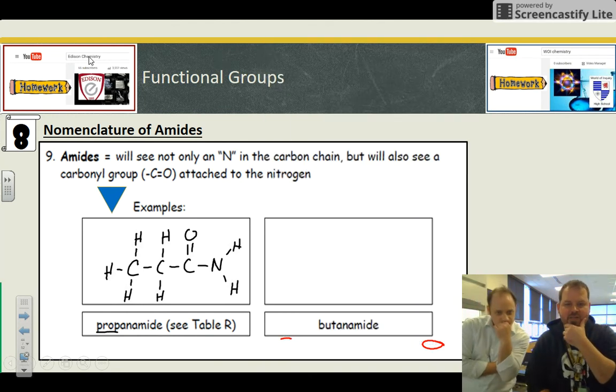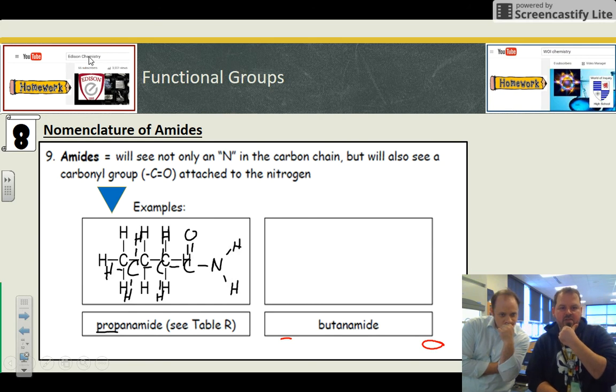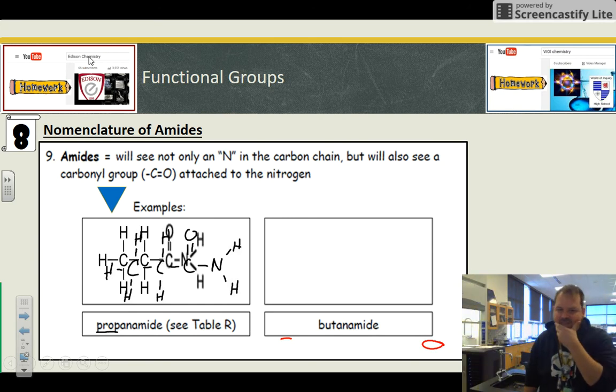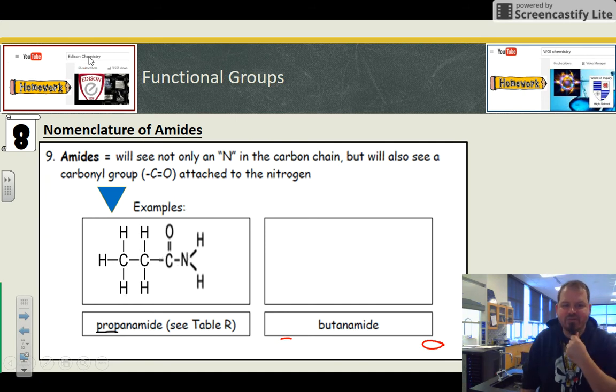Okay, let's just see what my animation does. 3 carbons, right? Boom. Yeah. It's the same. Yeah, I put it in the right place. Yeah. I figured out what I did wrong with the last one.